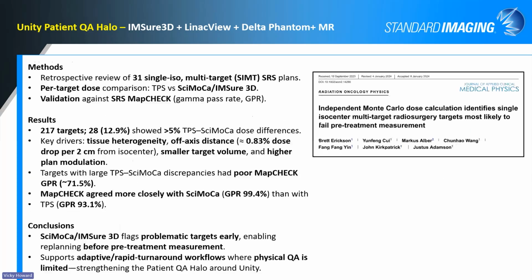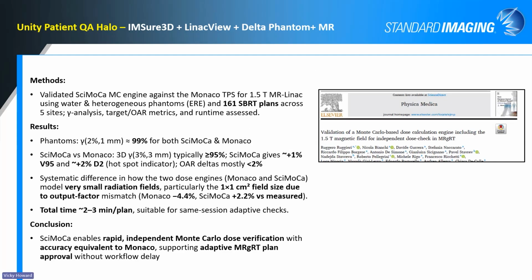So their conclusion was that, oops, I think I jumped ahead too much. Their conclusion was that SIMOCA does enable rapid independent Monte Carlo dose verification with accuracy equivalent to the Monaco treatment planning system. And really, Monaco is considered the gold standard of Monte Carlo. So SIMOCA as a secondary check is equal to that. And that does an excellent job at supporting online adaptive MRRT planning and approval and keeps the workflow moving without any delays.